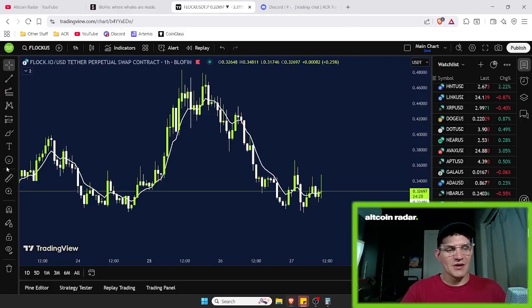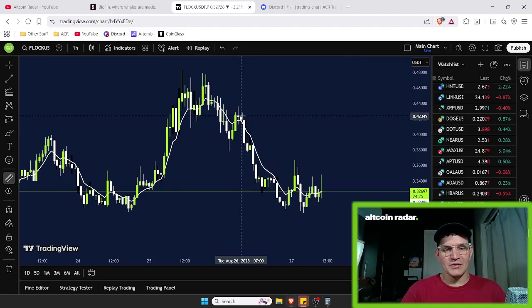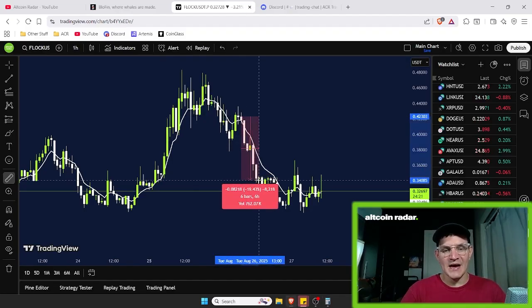Now, obviously, you could have ridden it down even further if you had entered right up in here and held it all the way down to even further down here, when it's really, really far away from the moving average. You could have made roughly, geez, I don't know, multiply that by 10, 18 times 10, that's like 180, 190%.